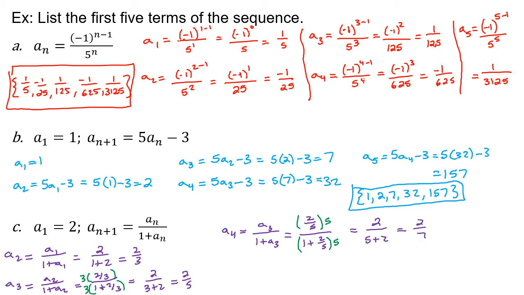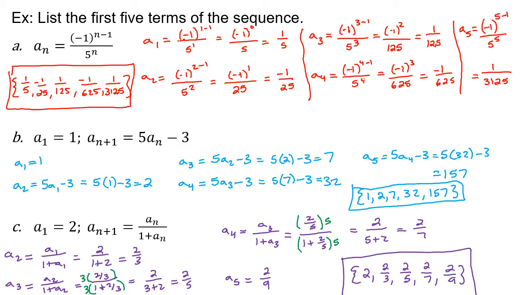And if you did another one, I won't go through it, but if you want to go through it, you can. The next one would be 2/9, and the next one would be 2/11, and then 2/13, and so on. So your list here would go 2, 2/3, 2/5, 2/7, and 2/9. And that would be the first 5 terms of that sequence.